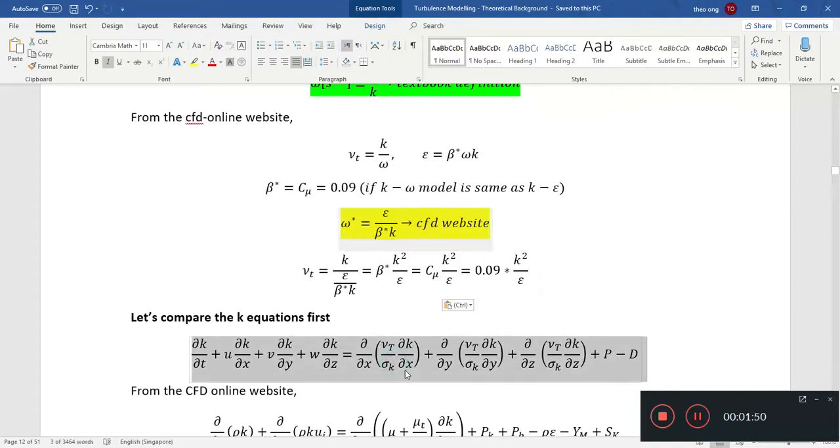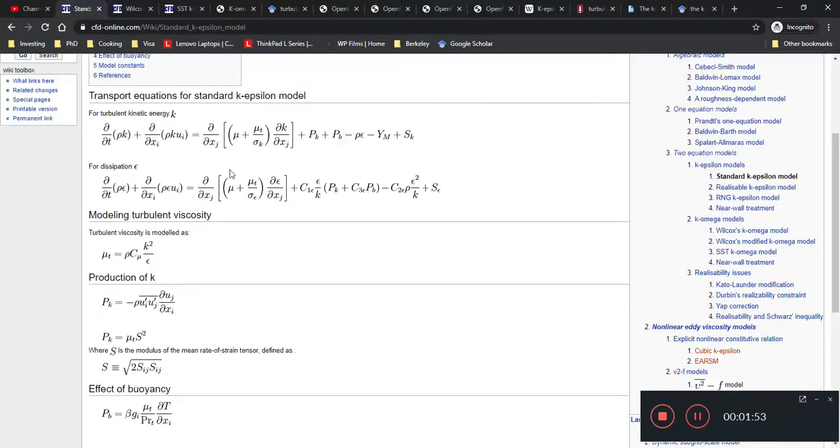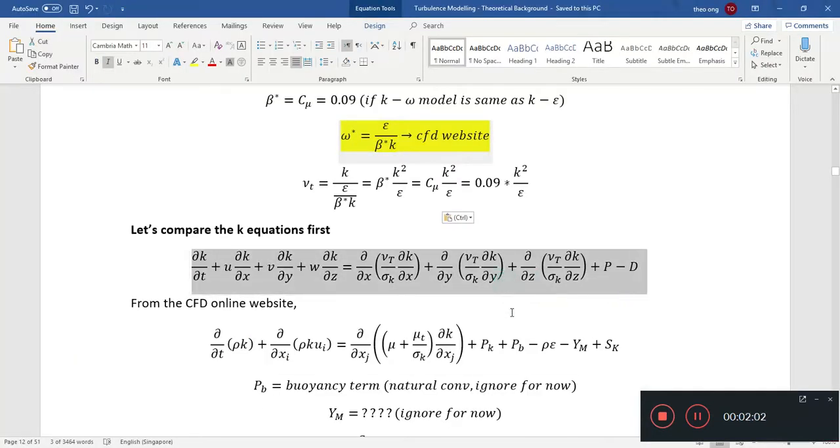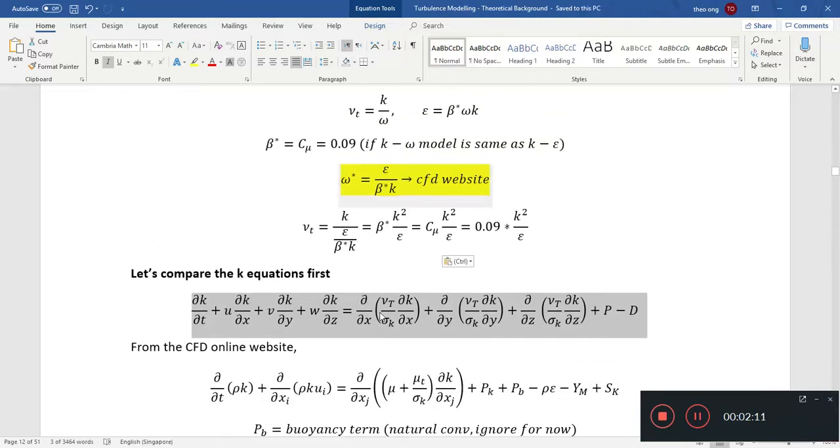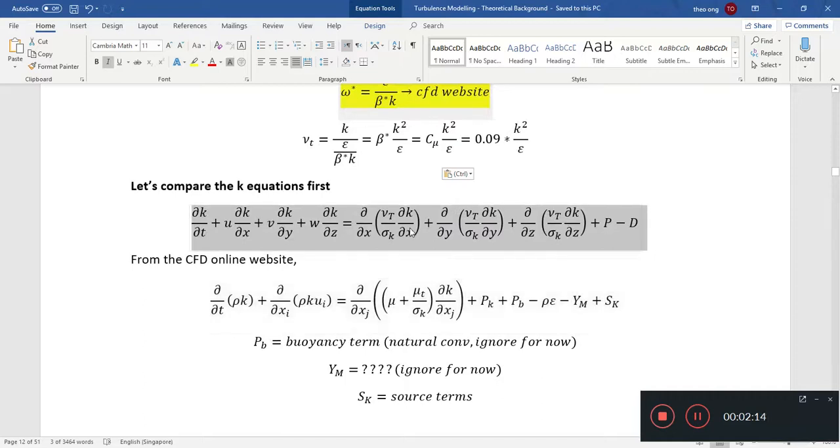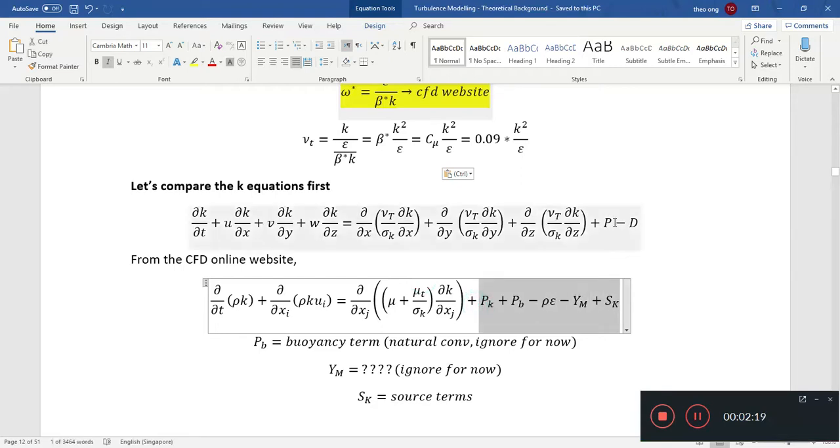Okay, so this is not exactly what we have from the CFD Online website. This one is what I've gotten from a textbook. So this is another form of the k equation for the k-epsilon model. I want to compare between this and this, because they look a little different, especially this part as well as this part. Over here, you can see that if you just divide throughout by density, you more or less get this side. So let's do it step by step first.